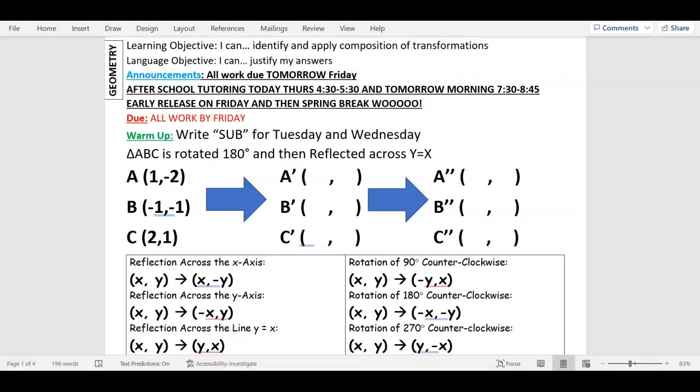Okay. Now, here we have 3 points. A, B, C makes a triangle. It's rotated 180 degrees, and then we have a second step. Then it's reflected across y equals x. Does everyone have a warm-up sheet that you can get out of that blue bin? So you get your grade for your warm-ups, right? Now, the very first folder in the blue bin has all the extra warm-ups if you ever need it. Should be the very first folder in the blue bin.